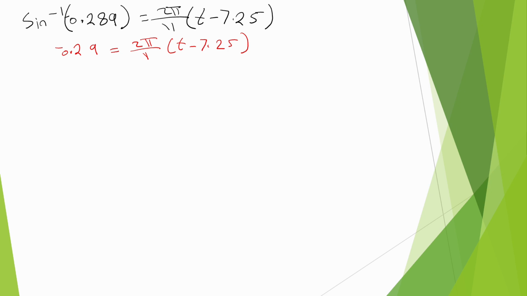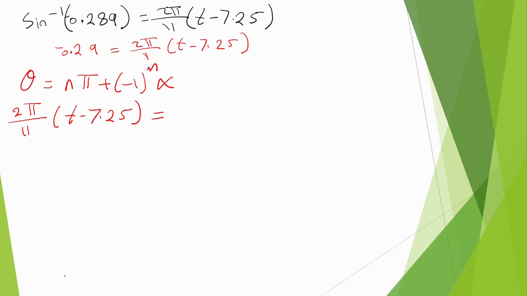And now I'll substitute in the formula. So the formula, as a reminder, is theta equals n pi plus negative 1 to the power of n times alpha. So theta is 2 pi over 11 open bracket t minus 7.25 equals n pi plus negative 1 to the power of n times alpha, which is negative 0.29. Okay, and now I have to rearrange.